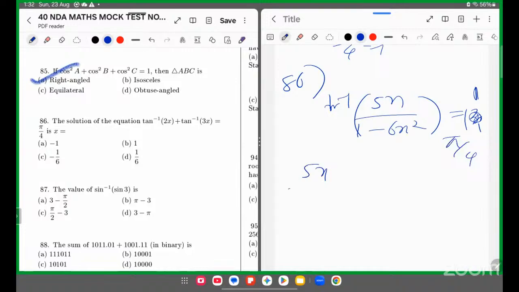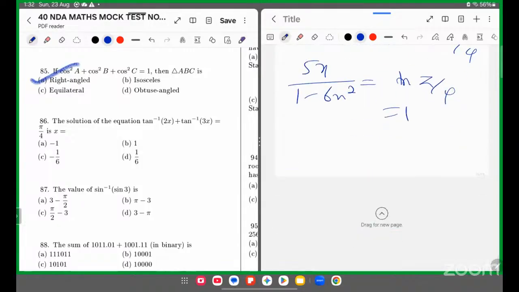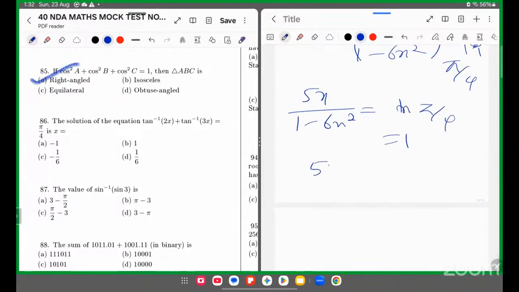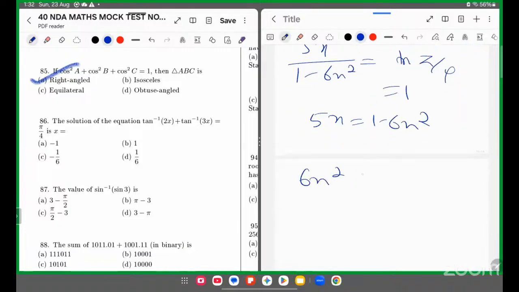So I can say that 5x by 1 minus 6x square equals tan pi by 4, and tan pi by 4 equals 1. If you solve this, 5x equals 1 minus 6x square. So 6x square plus 5x minus 1 equals 0.